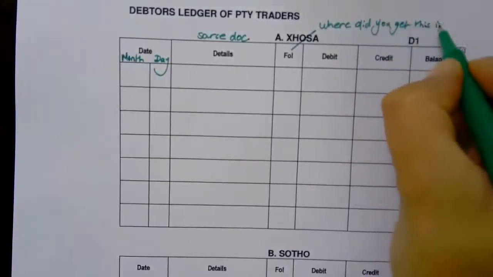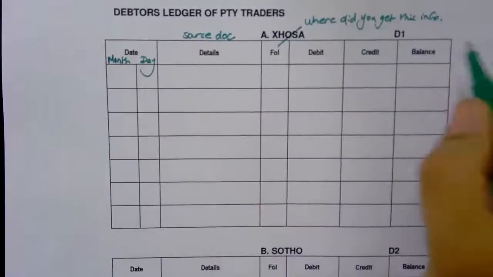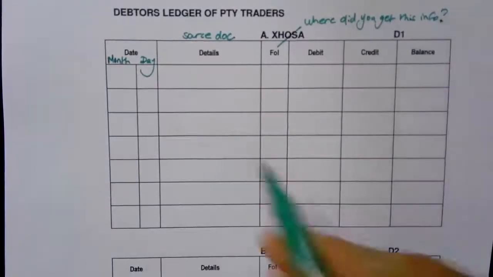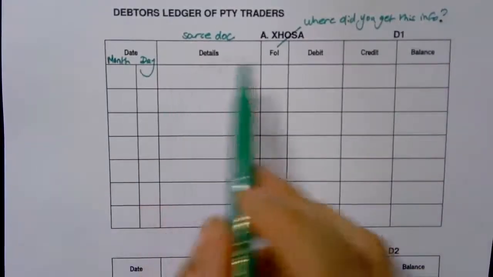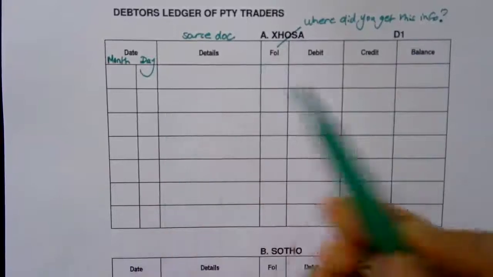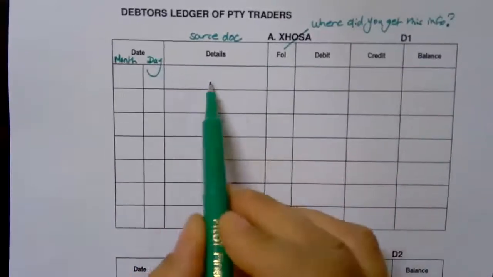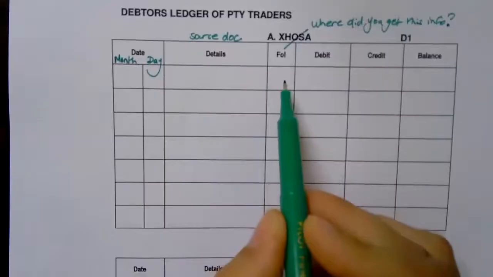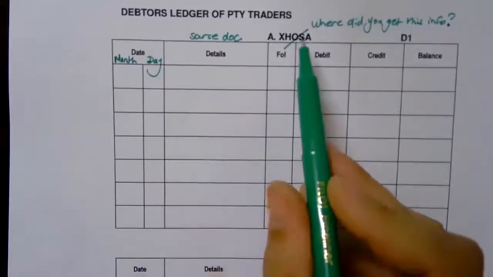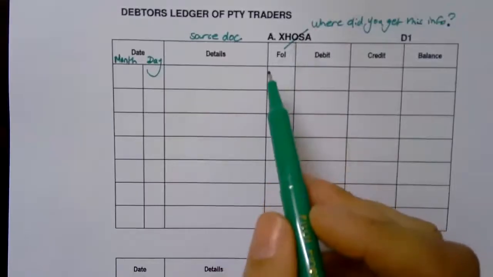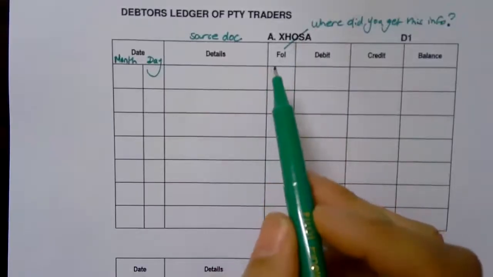So where did you get this info from? Which journal? For instance, if you are telling me that a client bought from you on credit on the 2nd, you will write invoice, the number of the invoice, and in folio, you will write debtors journal. Because whenever a client buys from us on credit, we will be writing it in the debtors journal.